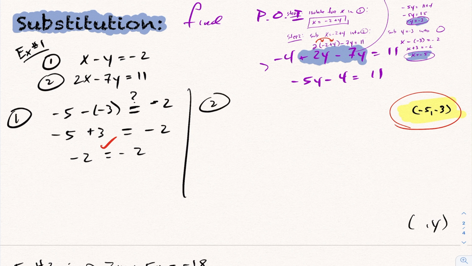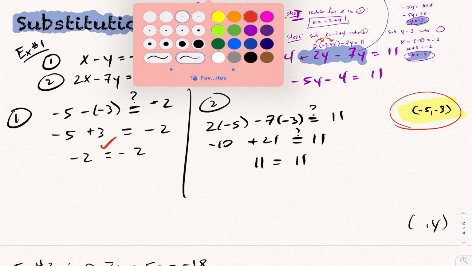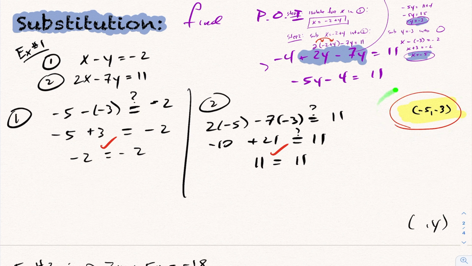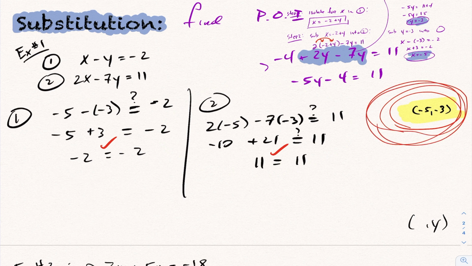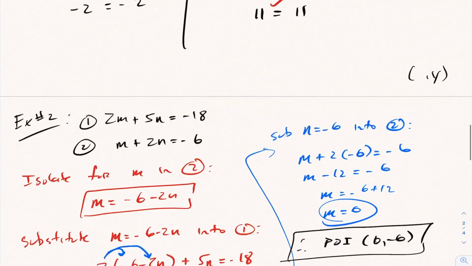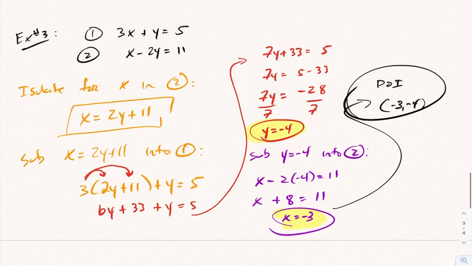Likewise, you go to equation 2, and it has to satisfy equation 2 as well. So everywhere I see an x, I change it to a negative 5. And everywhere I see a y, I change it to a negative 3. And I want to see, does this equal 11? Well, this will be negative 3 plus 21. Does that equal 11? Negative 10 plus 21 is 11. So doing a quick check here, I have my point negative 5, negative 3. It satisfies equation 1. It satisfies equation 2. Therefore, I know that this is the point of intersection for this system here. And likewise, you can do that for example 2 here and example 3.